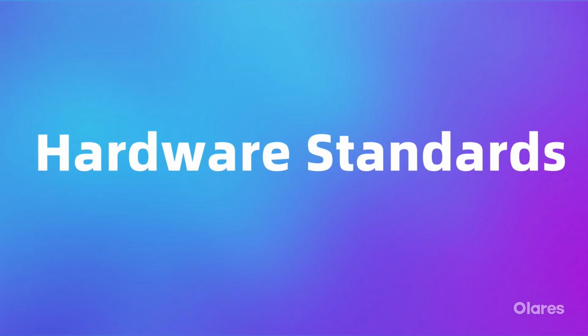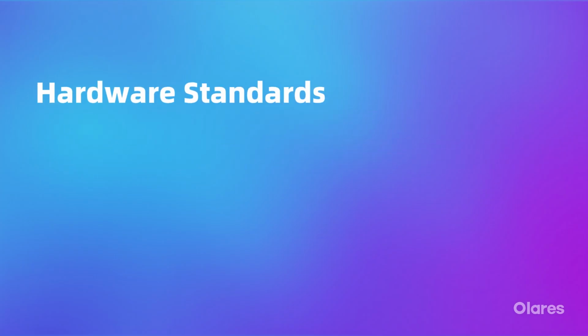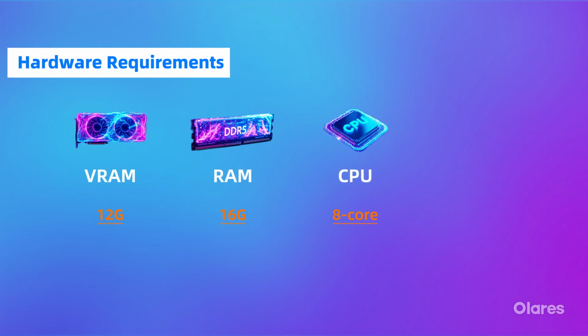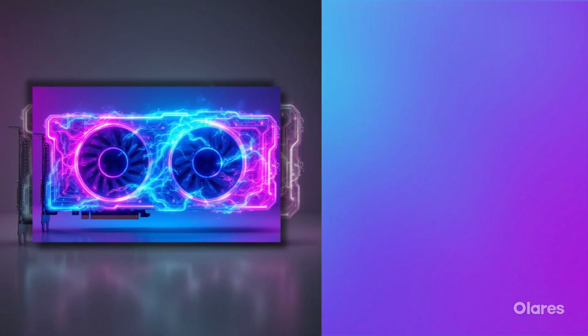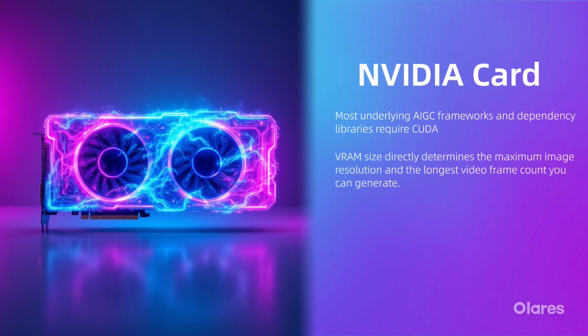To smoothly run ComfyUI for image or video generation, as well as other AIGC applications on Olares or your local environment, it is best to meet the following hardware requirements: at least 12 GB of GPU VRAM, 16 GB of system RAM, an 8-core CPU, and at least 200 GB SSD storage. Regarding the GPU, you must use an NVIDIA card, as many AIGC frameworks and dependencies require CUDA support. Using a non-NVIDIA GPU will result in various errors that can be quite frustrating. Specifically, GPU VRAM is the most critical parameter. It determines the maximum image size and the longest video frame count you can generate.